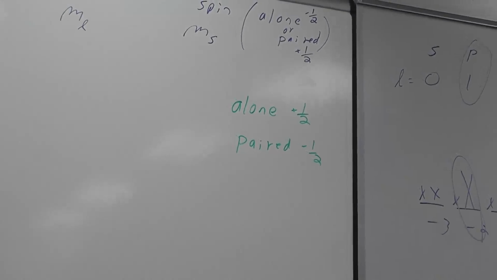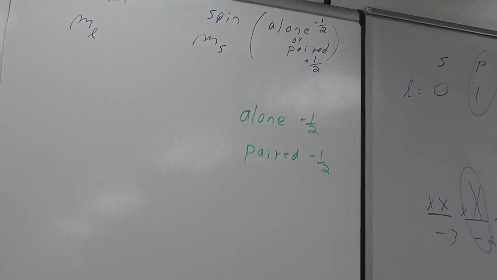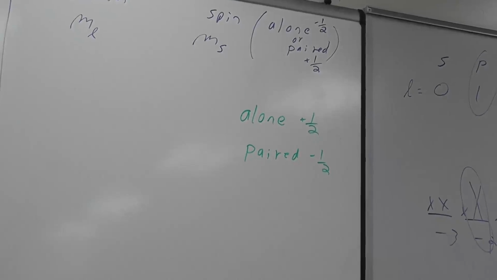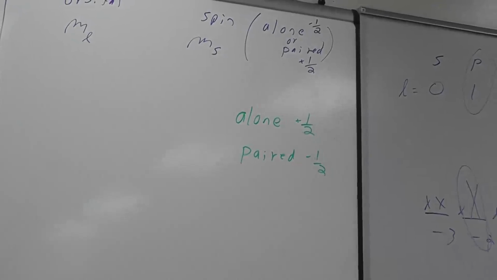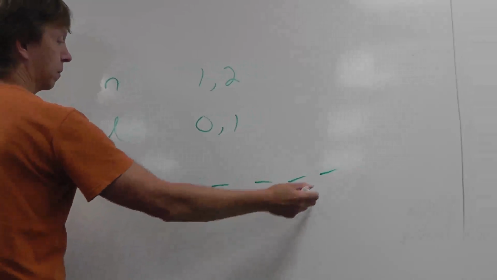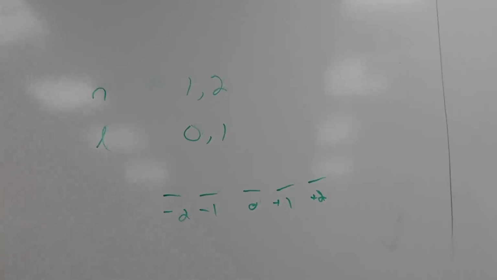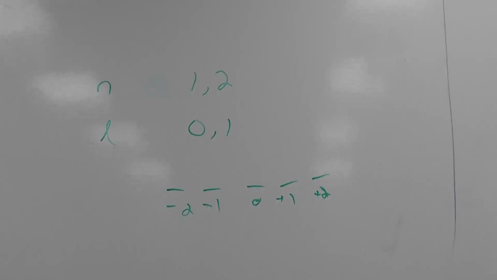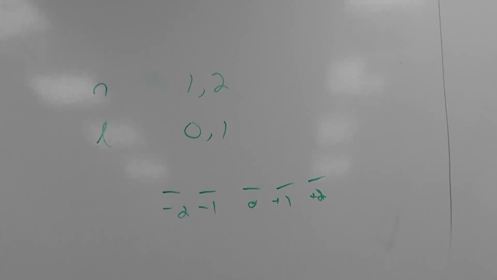If you've noticed with the other quantum numbers, N started with 1 and went to higher numbers. L started with 0 and went to higher numbers. You always start low and go high. And when we were doing the orbitals, we started low and went higher, correct? All the quantum numbers are supposed to go from low number to high number. And -1/2 is lower than +1/2. So it should be negative first for alone, positive for paired.